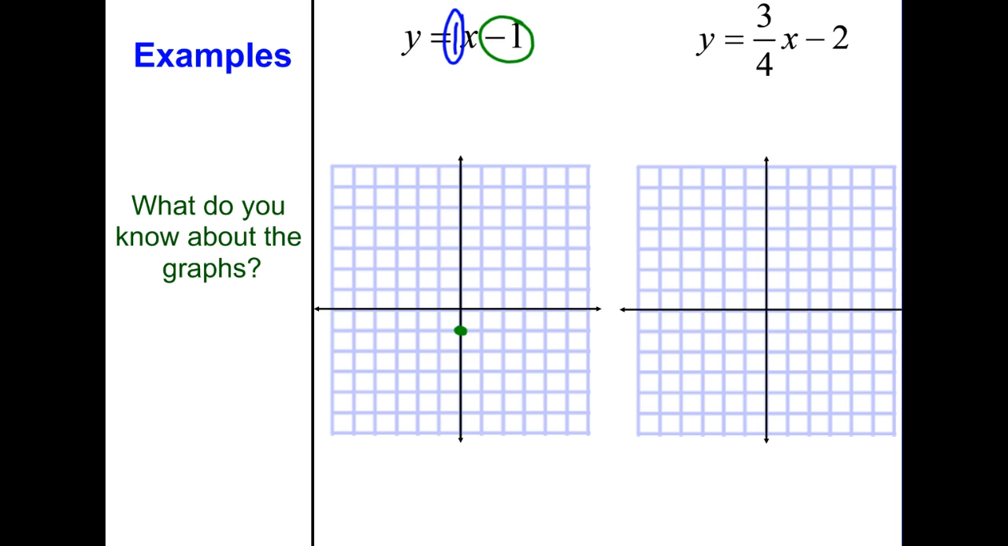Now my slope is 1. That means that my rise over run equals 1. So it must be 1 over 1. So up 1 over 1, up 1 over 1, and so on. We could also go down negative 1, left negative 1, because negative 1 over negative 1 is negative 1.